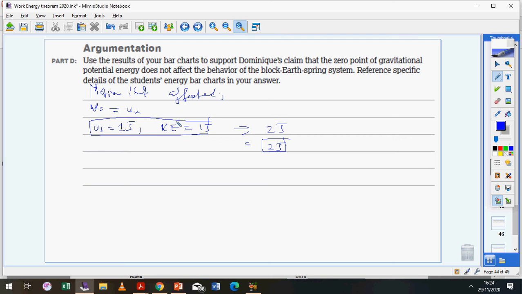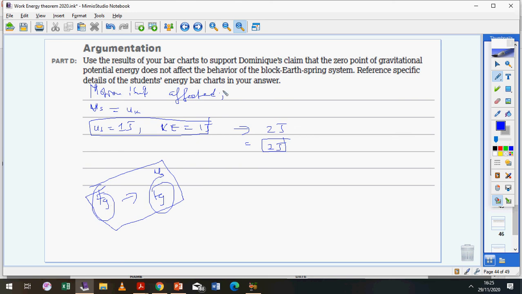They're not due to the Earth-block system. The kinetic energy of the system is not due to the Earth, like it's not due to the force of gravity from the Earth. Neither is the elastic potential energy. It's also not due to the force of gravity from the Earth, right? So those ones will still remain the same. The transfer between those two will still be the same. So they are not affected by that.